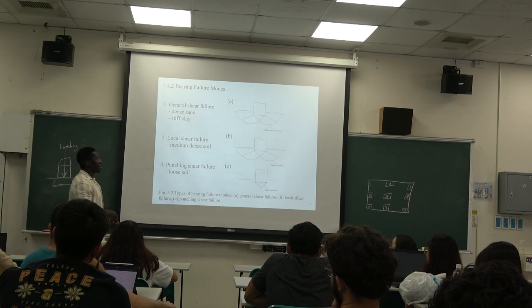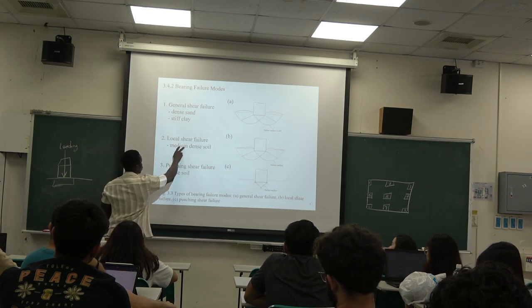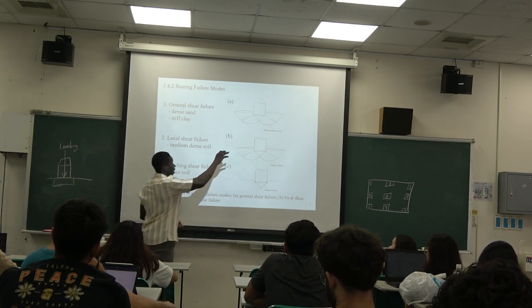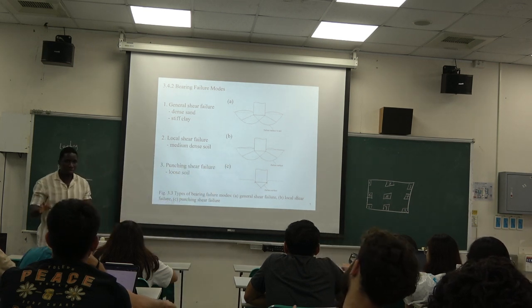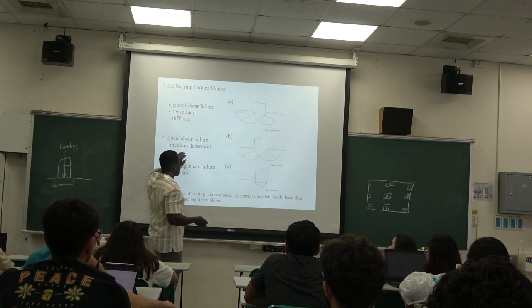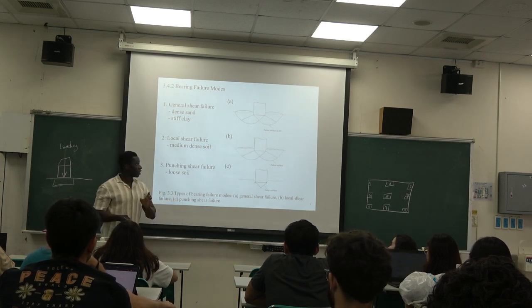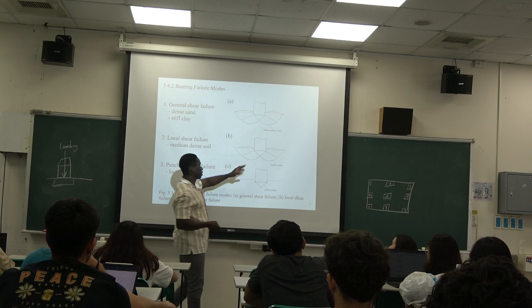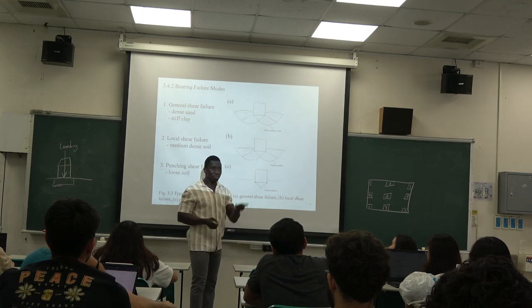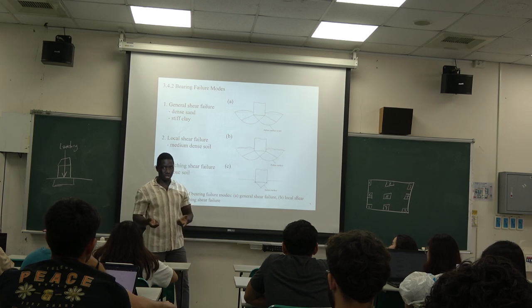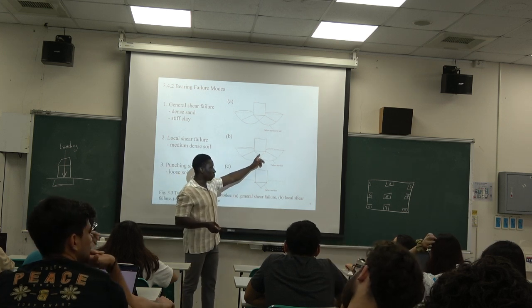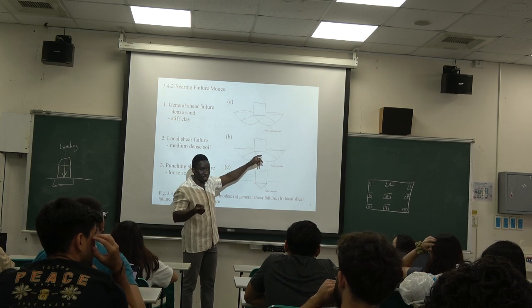Okay? And this is called the local shear failure. So general is the overall area that experiences failure, and the local is just some area. This is medium dense sand, okay, which is quite reasonable because you push it down. It's not very dense, but also it's not too loose. So some of the particles will move in to fill the spaces between the soil.